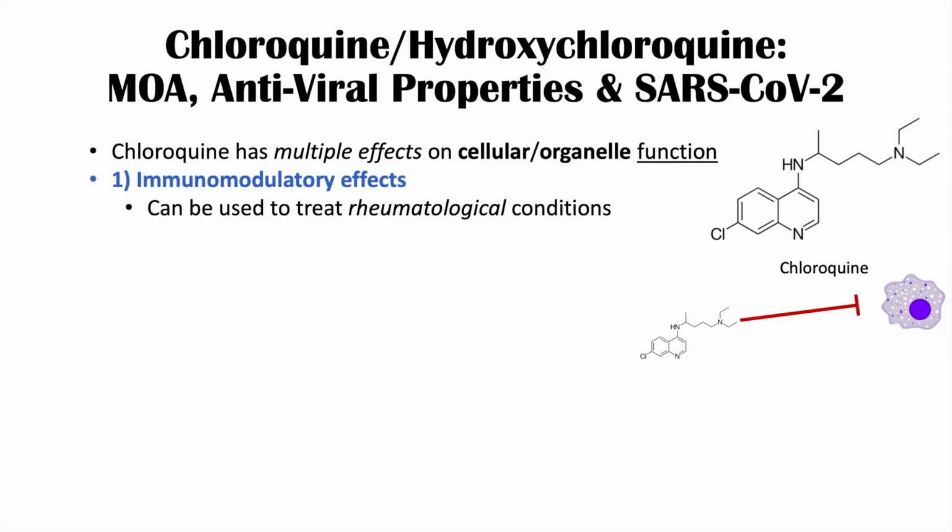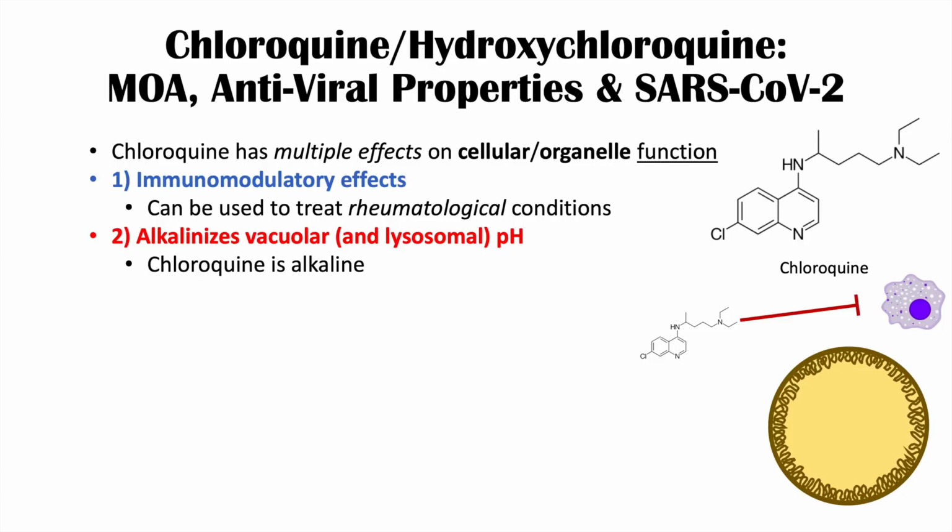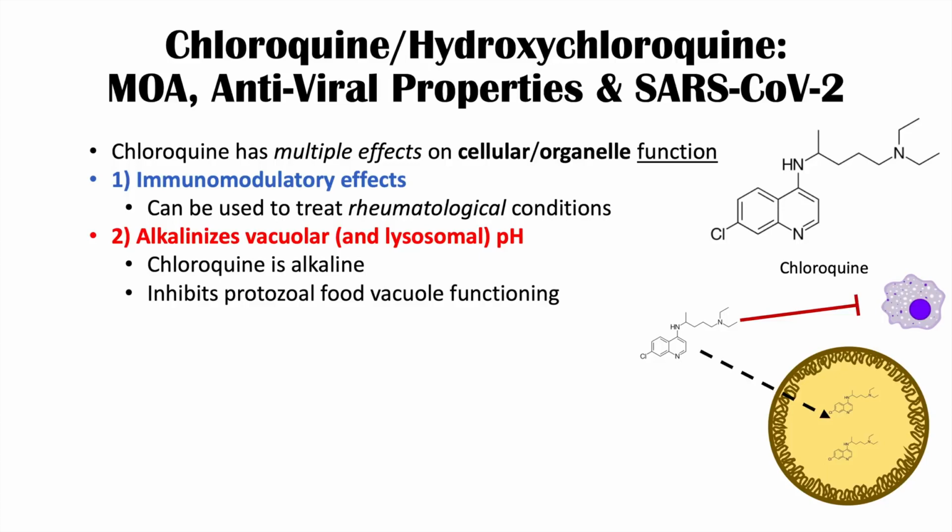The second major property that these medications have is that they can alkalinize vacuolar or organelle pH, like the lysosomal pH. The reason is that chloroquine is alkaline, and it can enter into organelles like the lysosome, and they can enter into endosomes as well to increase the pH of those organelles, decreasing their function. So it can be used to treat malaria.